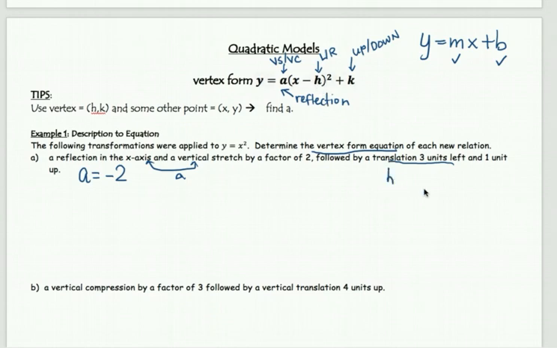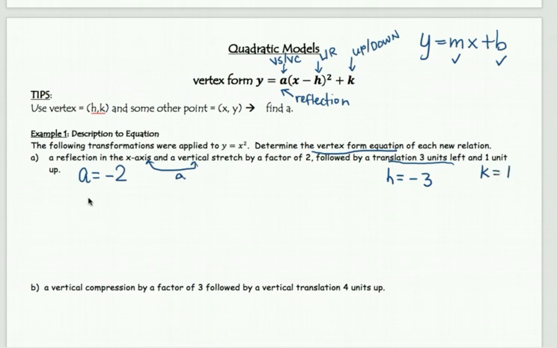So on top of it, I told you that it went left by 3. So for now, if it went left, you're going to write down -3 to show that it went left. But then when you plug it in, you're going to have the opposite in there, plus H. So we'll see that in a sec. 1 unit up. So again, this is the K value, and it went up by 1. So we're just going to write 1.